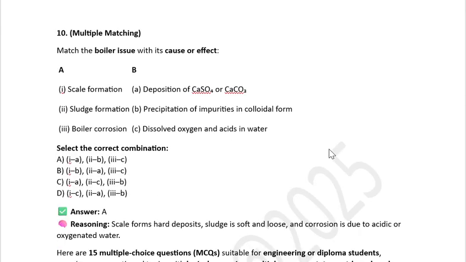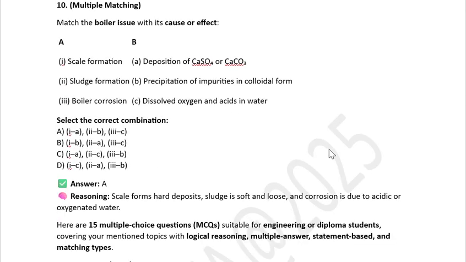Next, 10th question. Match the boiler issue with its cause or effect. There are two columns A and B. The correct answer is option A, A1, B2, C3. Scale formation is the deposition of calcium sulfate or calcium carbonate, and sludge formation is the precipitation of impurities in colloidal form. Boiler corrosion is matched with dissolved oxygen and acids in water.